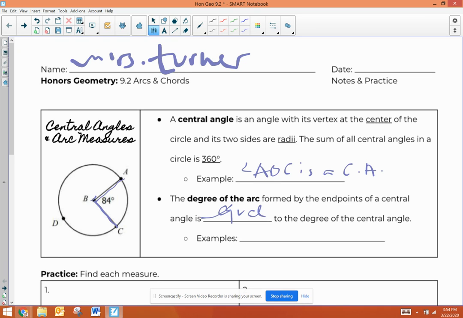So I can say the measure of angle ABC equals the measure of, this is less than 180 degrees, so this is a minor arc, so I'd say the measure of arc AC. The reason I'm saying that the measures are equal is because I know that they're both 84 degrees. So if this angle is 84 degrees, it means that this arc is 84 degrees.